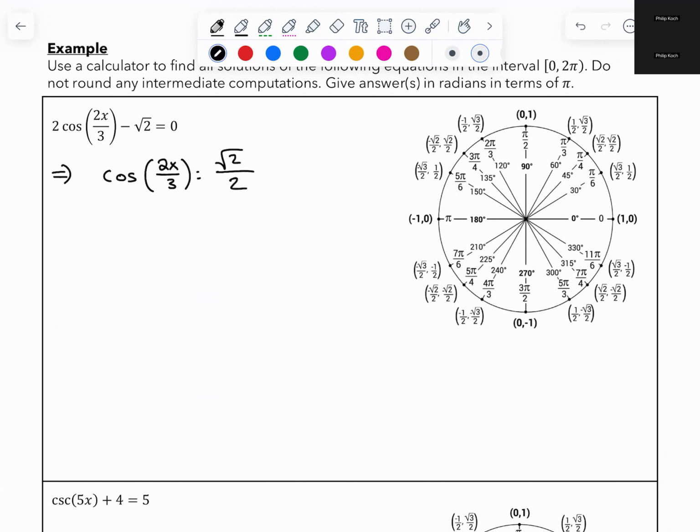If it helps you, by the way, this is not necessary, but if the 2x over 3 is creeping you out, just cover it up with a theta and solve that, and then substitute back in once you're done. But square root 2 over 2, that is going to be the 45-degree angle. Cosine is positive in the first and the fourth quadrant. So we have the pi over 4, and we have the 7 pi over 4.